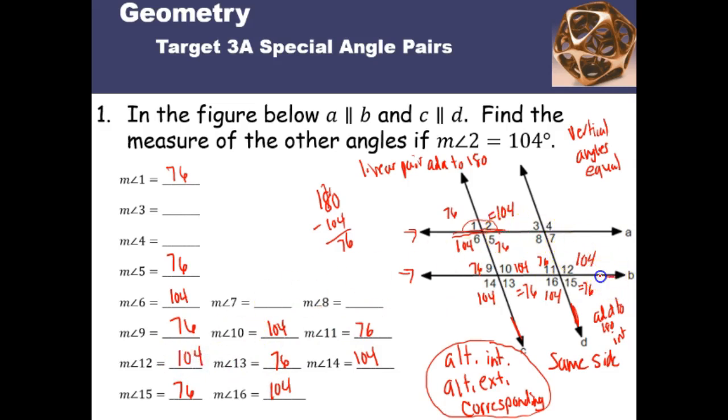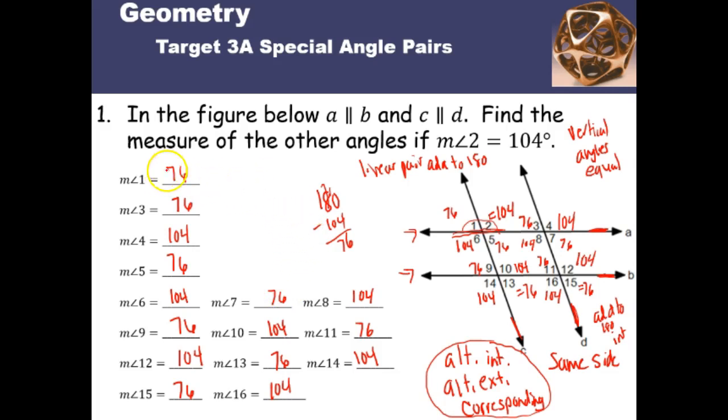Okay, so now we need to jump from this line to this line. And I can do that by saying, alright, well 16 and 4 are alternate exterior, so they're equal. So 4 is 104. And then that makes 8 104. And then 15 and 3 are also alternate exterior, so 3 is 76. And 7 is 76. And 8 was 104. Okay.